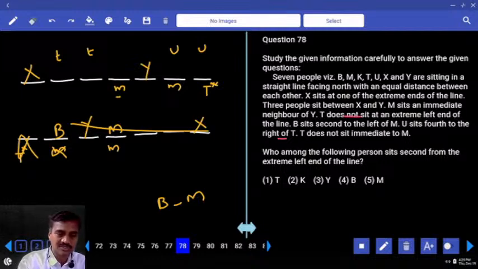Now between B and M, if M is here, then U will be here, then T is here.